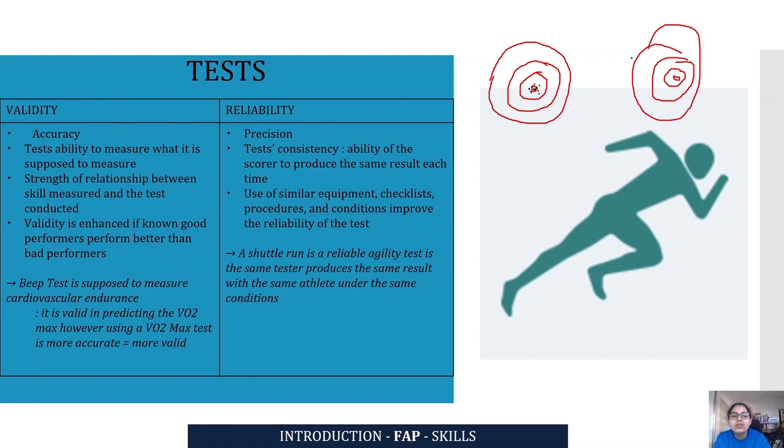Now, a reliable test is if you're hitting the side, but you're always hitting this side. You're always hitting far away from it, but you're hitting the same spot every time. This means that the test is not valid. It's not testing what it's supposed to test, but it is reliable because you're getting the same results each time. So the test is reliable, but it's not valid.